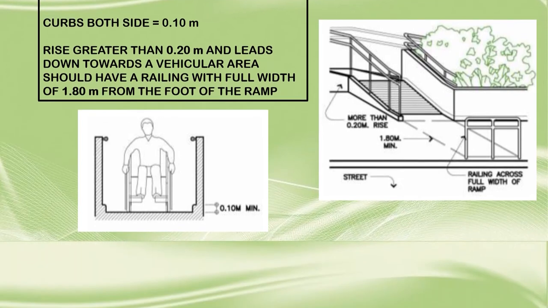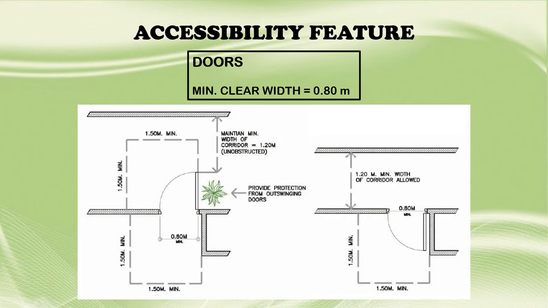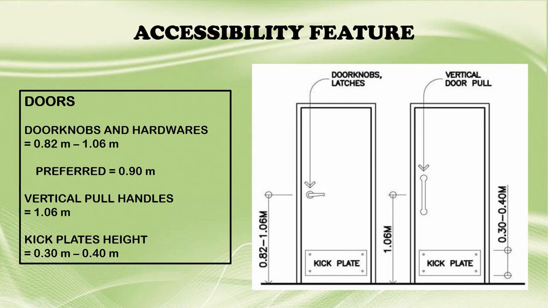Doors. Minimum clear width. 1.8 meters. 1.2 meters minimum width of corridor allowed. Outswinging doors should be provided at storage rooms, closets, and accessible restroom stalls. Latching or non-latching hardware should not require wrist action or fine finger manipulation. Doorknobs and other hardware should be located between 0.82 meters and 1.06 meters above the floor.